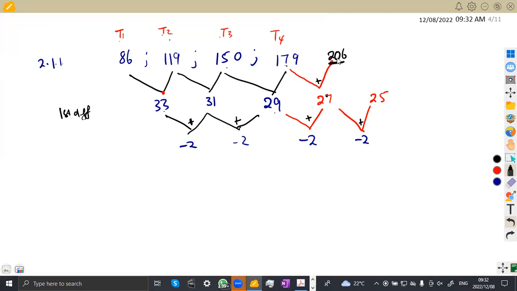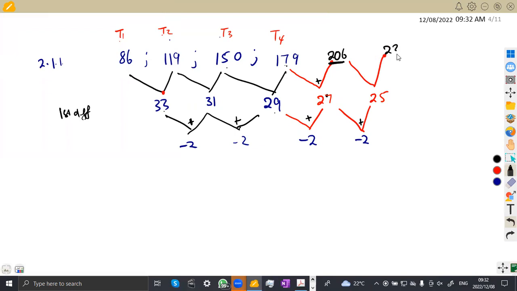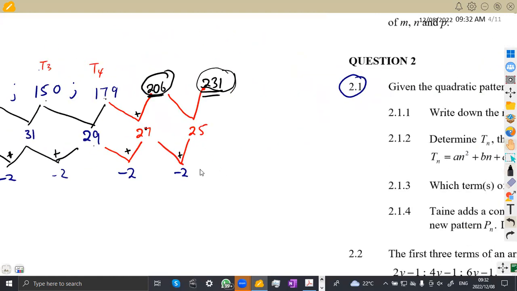We do the same with 206 and the difference of 25. We add 25 to obtain the term that follows. So it's 206 plus 25, which is 231. So these are the terms that we're being asked to find: 206 and 231. Those are the two terms that you're going to have there. All right, let's check the other part.